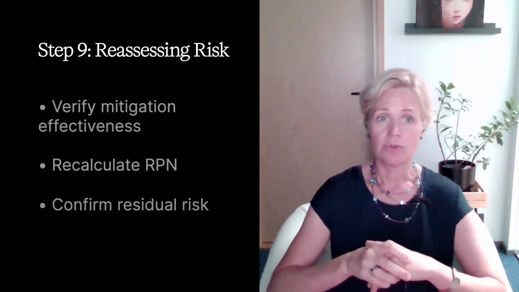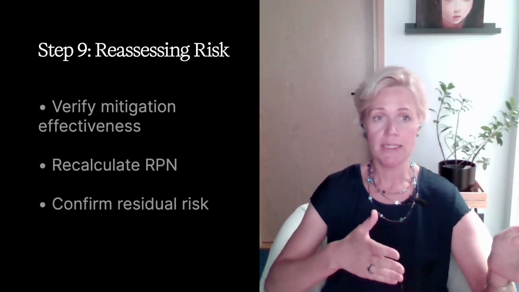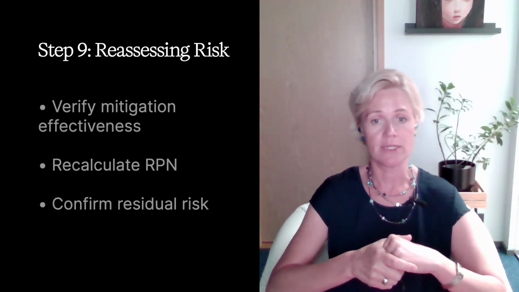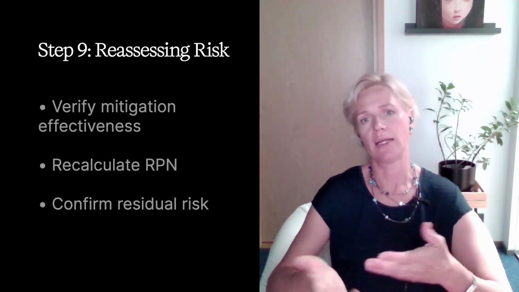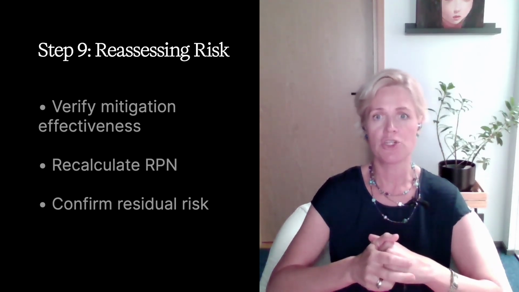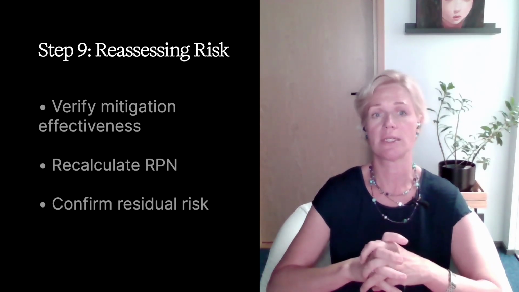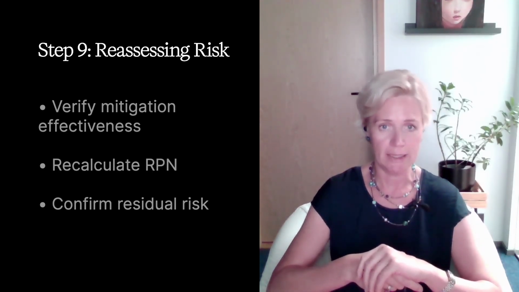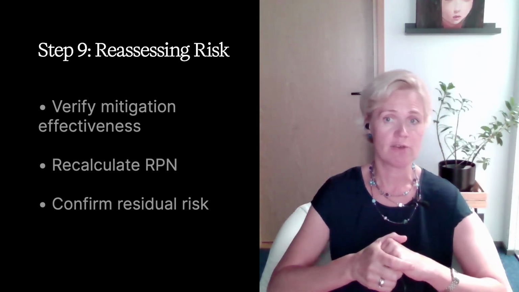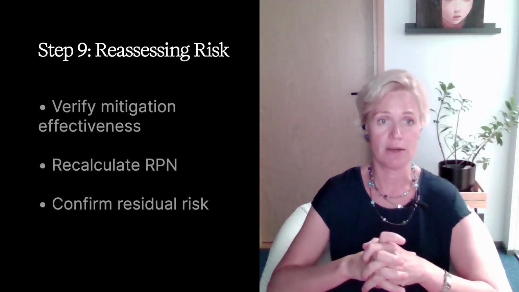Step 9, you have already a mitigation in place. You now need to reassess the risk post-mitigation. So after you apply the risk controls, you recalculate their RPN, or the risk prioritization number, to verify whether the residual risk falls within acceptable limits as defined in the risk management plan. And you can confirm that all mitigations have been properly verified to ensure their effectiveness.